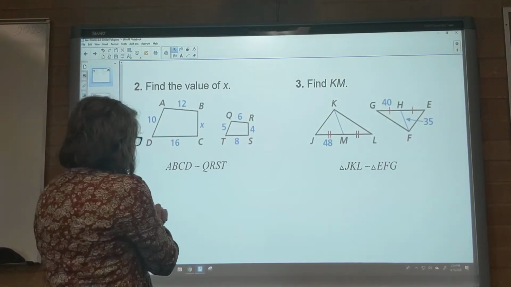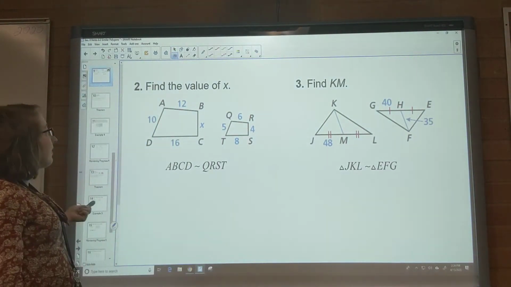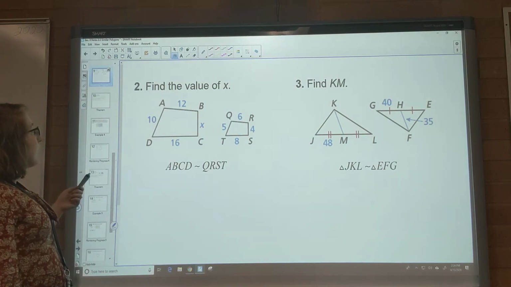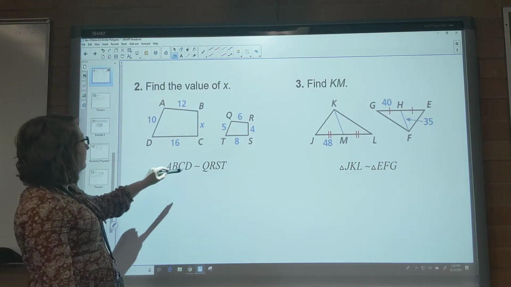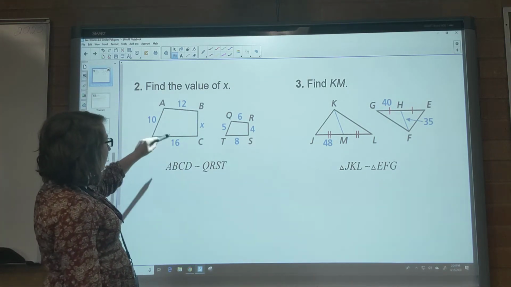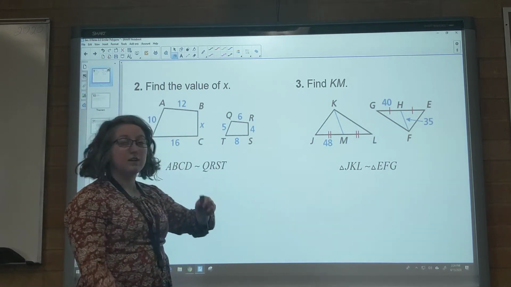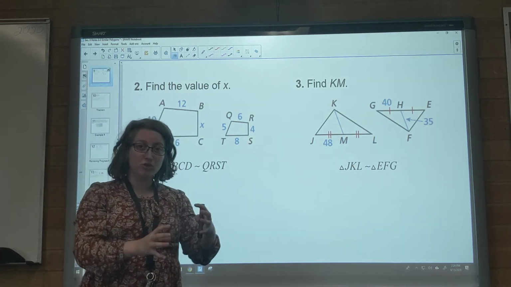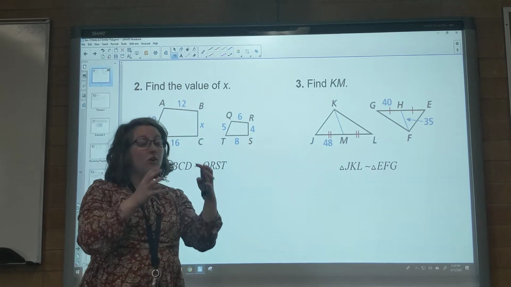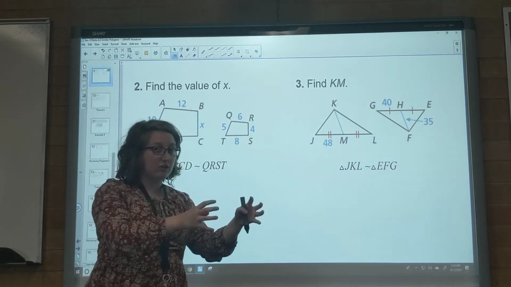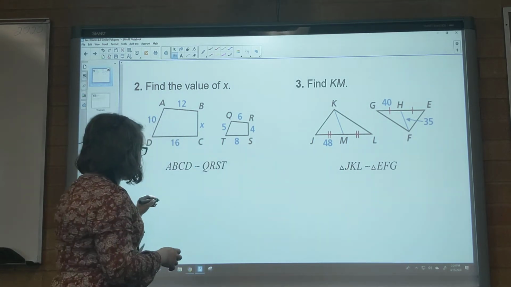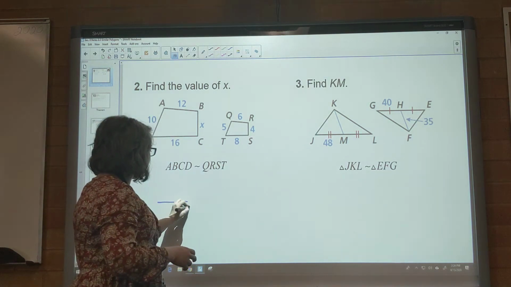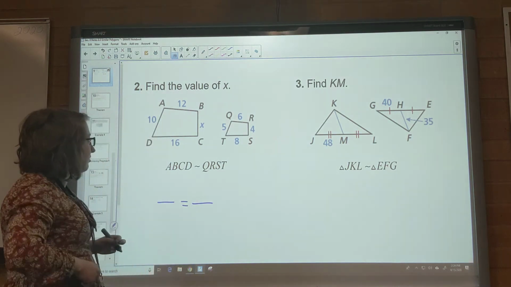Okay guys, this example for number 2, we're going to find the value of x. It tells us that ABCD, which is this quadrilateral, is similar to QRST. Remember, similar means proportional sides, and it also means fraction equals a fraction. So I know I'm going to do that already. I like that Mr. Lee did fraction equals a fraction just like that.